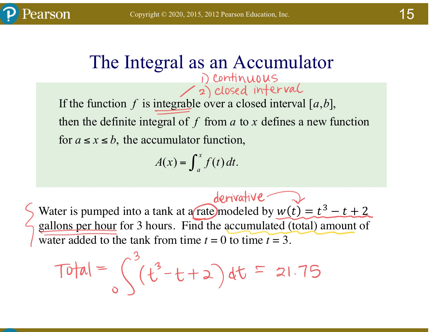Your answer is incomplete unless you have units on it, and so we want to make sure we attach units to our answer. The units are a multiplication of the 2 units that were given in the question. We were given gallons per hour, and we were given hours. When you multiply gallons per hour times hours, the hours cancel each other out, and so we're left with an accumulated total of gallons.